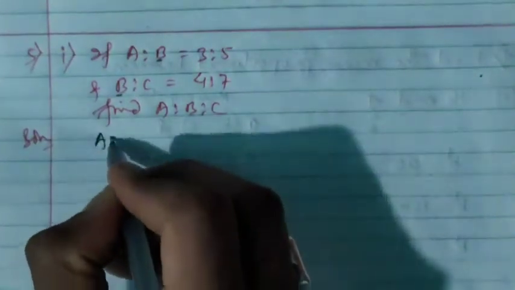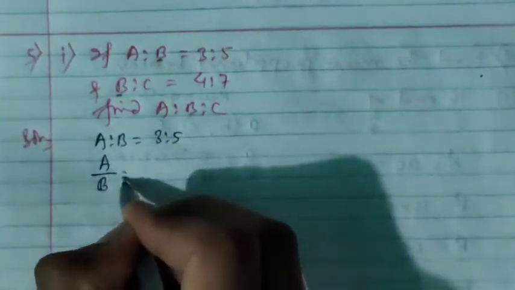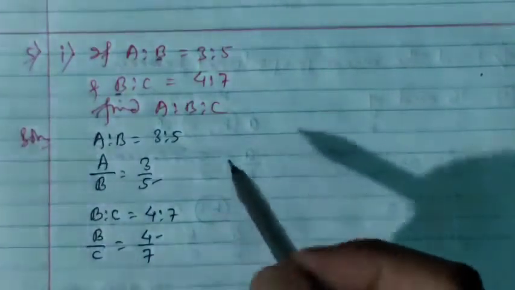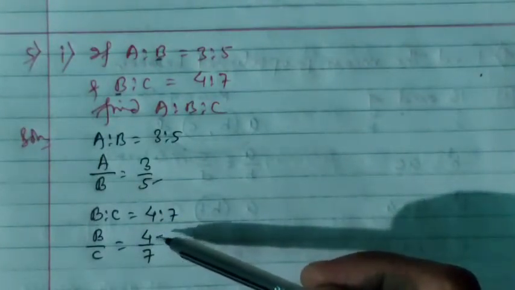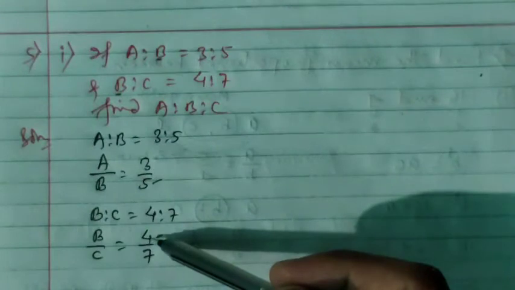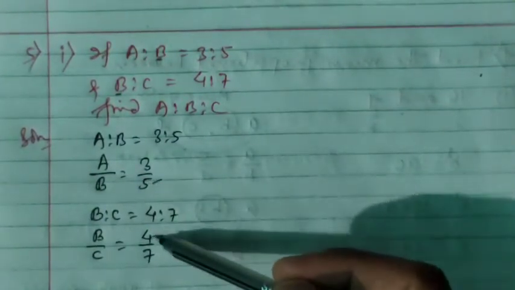Let us solve. A ratio B is equal to 3 ratio 5. It means that A by B is equal to 3 by 5, and B ratio C is equal to 4 ratio 7. Therefore B by C is equal to 4 by 7. Here we can see the value of B is 5. Here the value of B is 4. And our target should be to make the value of B the same. How is it possible? We will multiply the value of this B to the above ratio, and the value of the above B to this ratio.